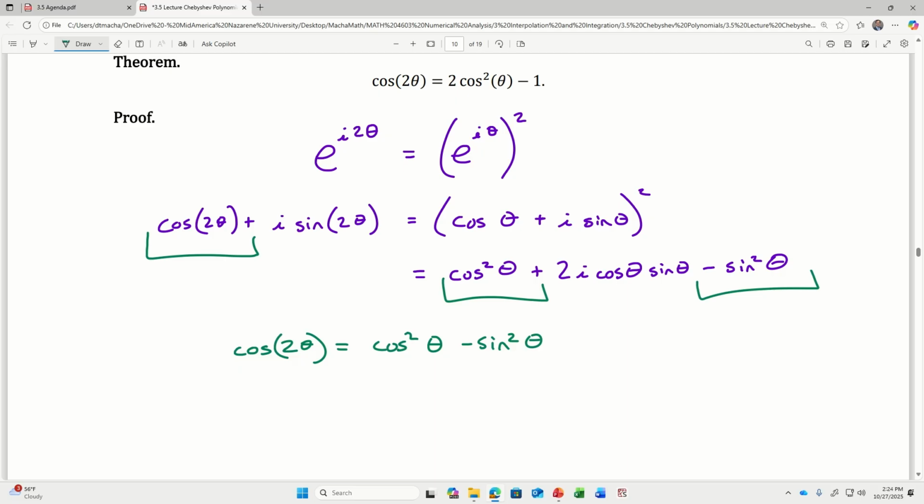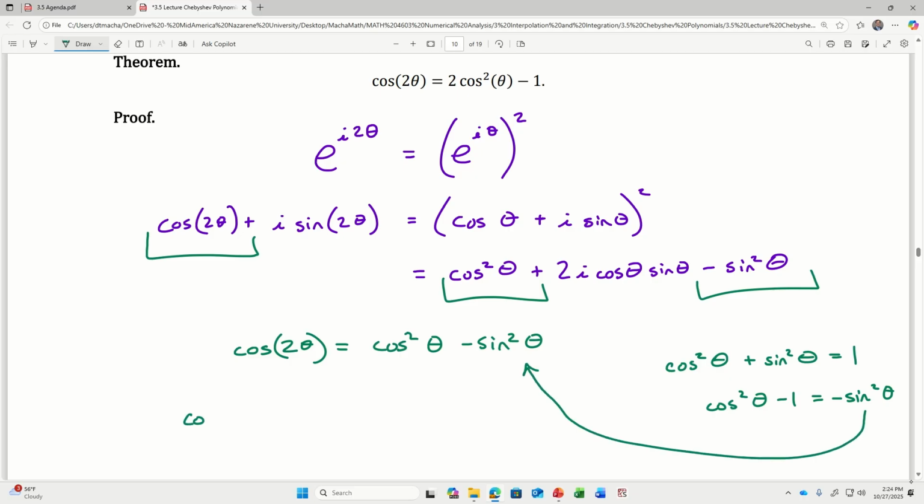Now, that's not exactly the theorem I'm trying to prove, is it? To get to this part, I also need that nice identity that says cosine squared plus sine squared is equal to 1. Because that means cosine squared theta minus 1 is negative sine squared theta. Now let me substitute that in here. And that gives me cosine 2 theta equals, and then I end up with 2 copies of the cosine squared minus 1.